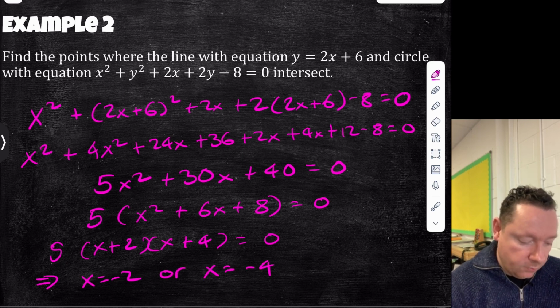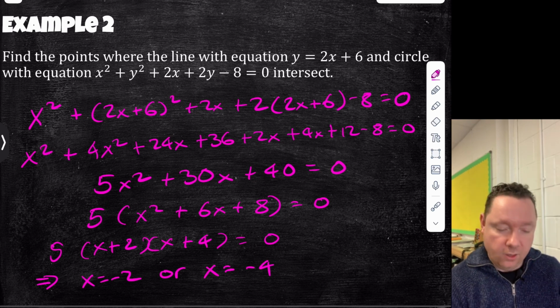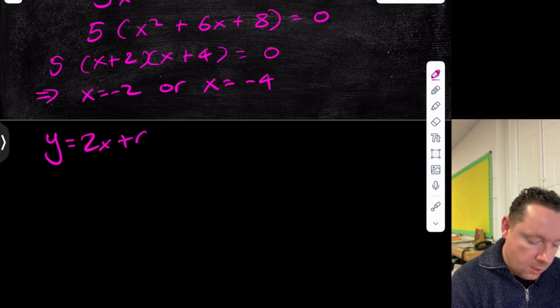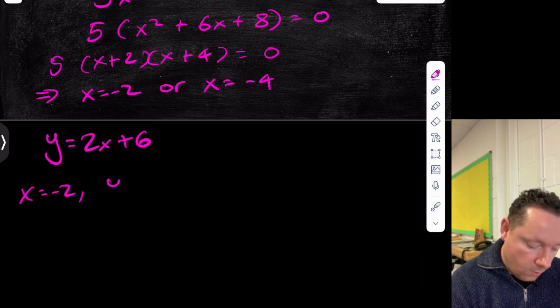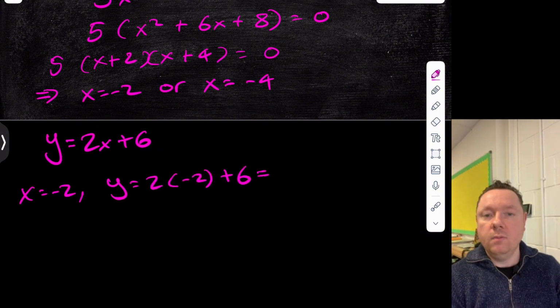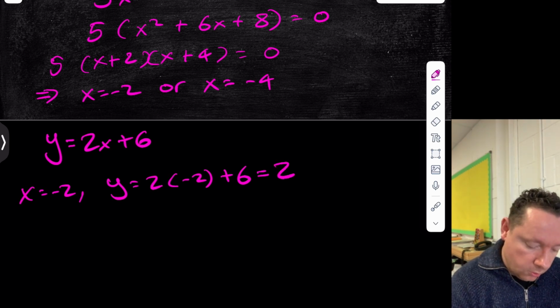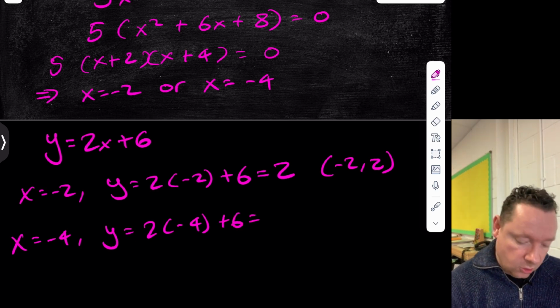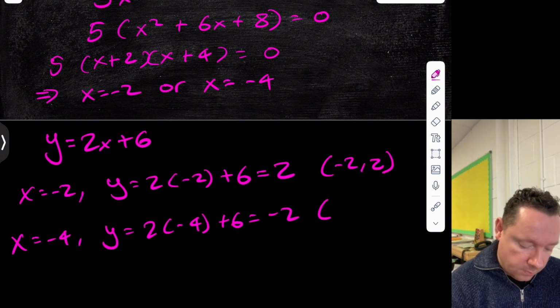And we have to find the points. So I've got our x, so I'll sub it back in to get our y. y is equal to 2x plus 6, remember? So when x is minus 2, y is 2 times minus 2 plus 6. That's minus 4 plus 6, which is 2. So our point is minus 2, 2. And then when x is equal to minus 4, y is equal to 2 times minus 4 plus 6. Well, that's minus 8 add 6, which is minus 2. So again, our point is minus 4, minus 2.